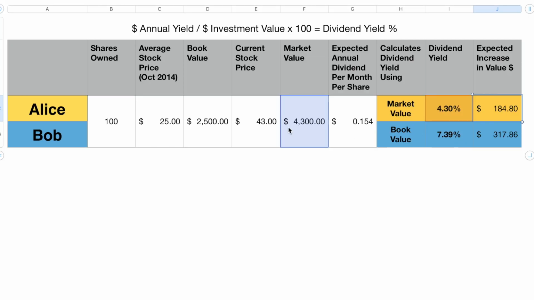Now, Bob is expecting a 7.39% return because he's just done that math. The calculation is correct. He's just based it off the book value. So he is expecting that his current portfolio is going to increase by 7.39%. So if that was the case, his 4,300 would increase by 7.39% or $317.86. So now both of these characters are absolutely correct in their calculation.